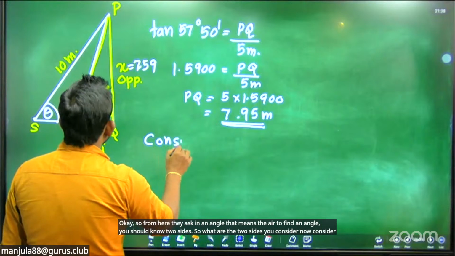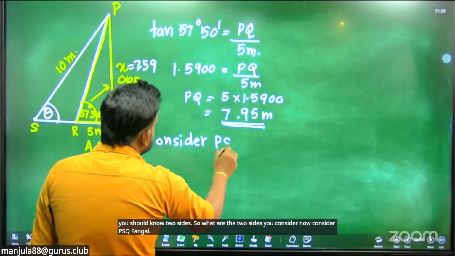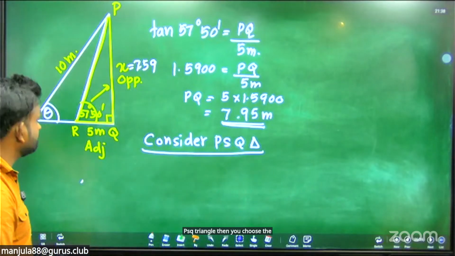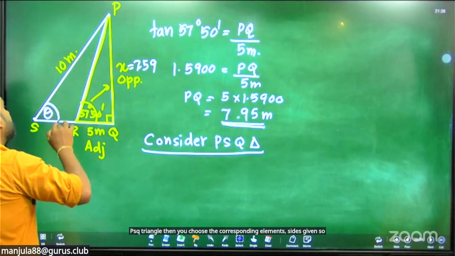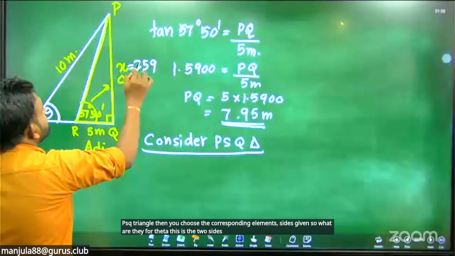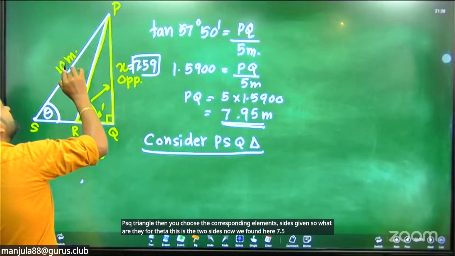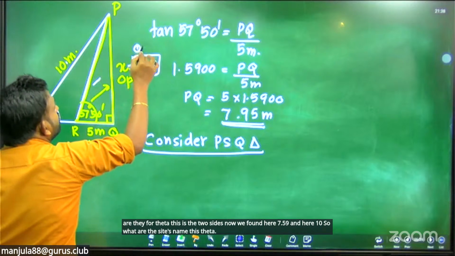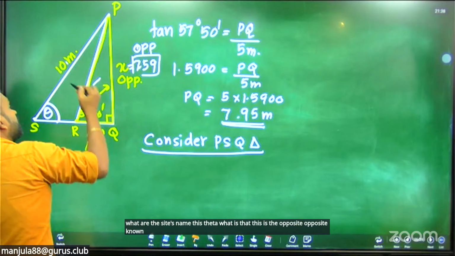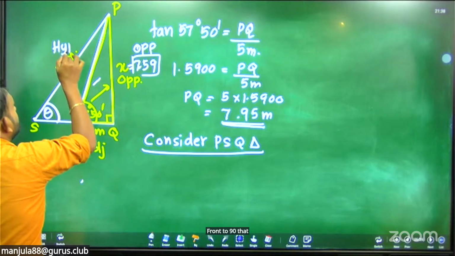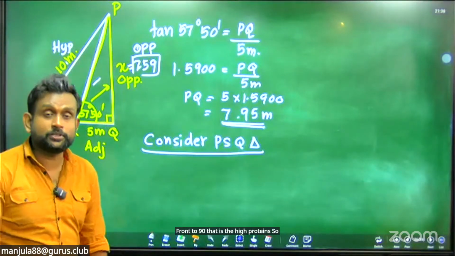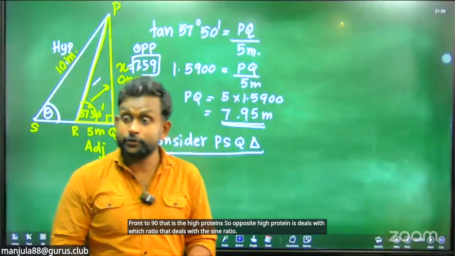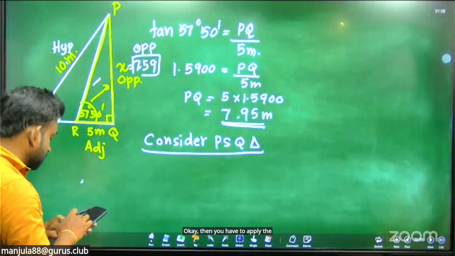Consider the triangle PSQ. Then you choose the corresponding sides given. What are they for theta? These are the two sides. We found 7.59 here and 10 here. What are the side names? For this theta, this is the opposite, known. What is this 10, in front of the 90 degrees? That is the hypotenuse. Opposite and hypotenuse deal with which ratio? That deals with the sine ratio. Then you have to apply the sine theta value. Okay, right.